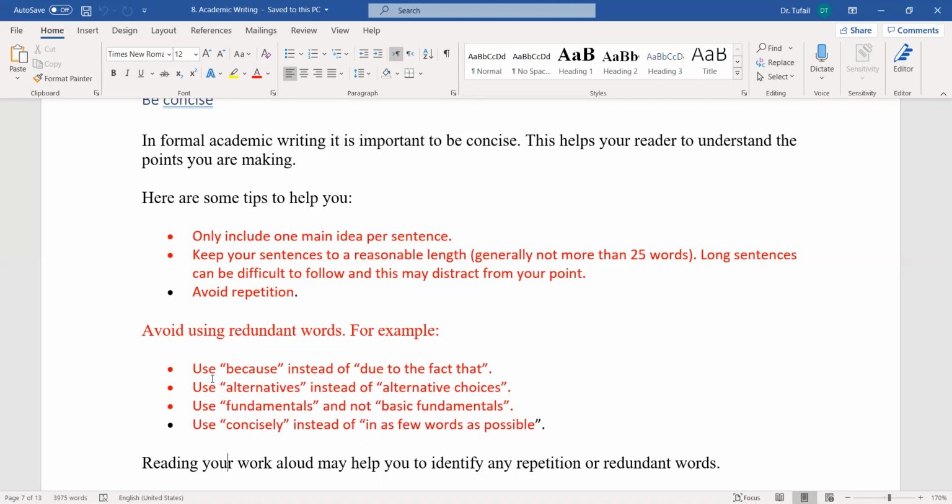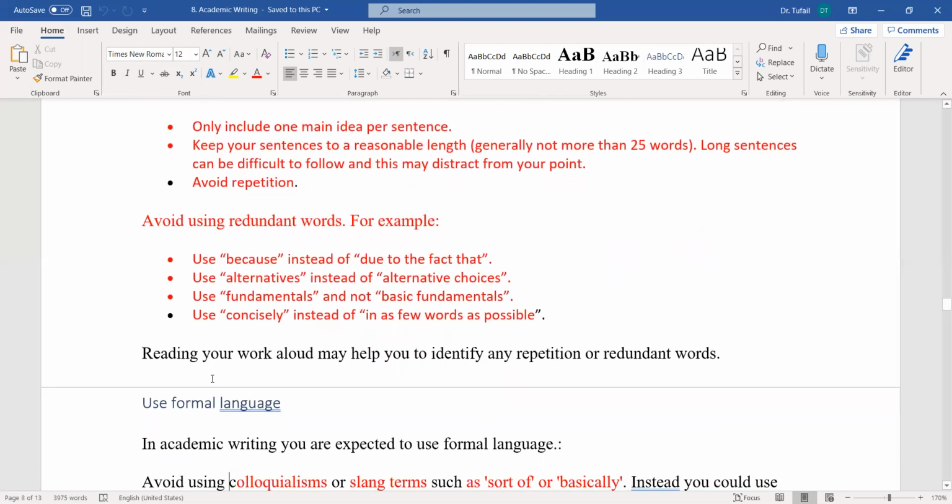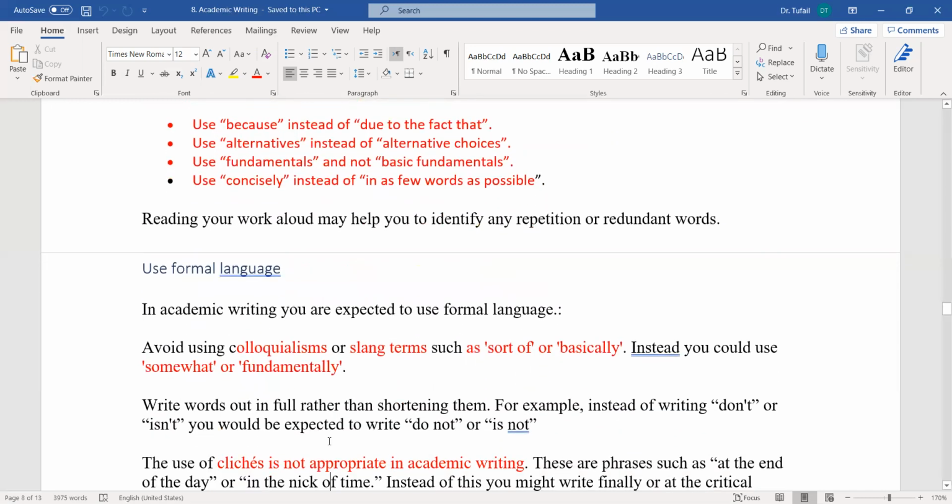Be to the point, brief, and use one idea in one sentence. One paragraph should be unified, and it must refer to one controlling idea. And these types of words which have become redundant, avoid them. Use because instead of due to the fact that. Use alternatives instead of alternative choices. Use fundamentals, not basic fundamentals. Use concisely, not in as few words as possible. So avoid redundant vocabulary, and use formal language.